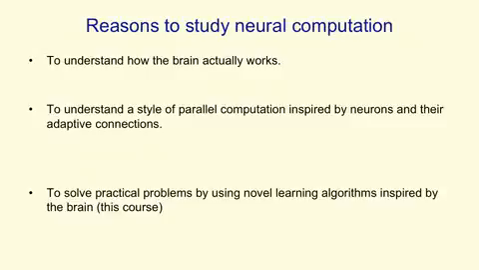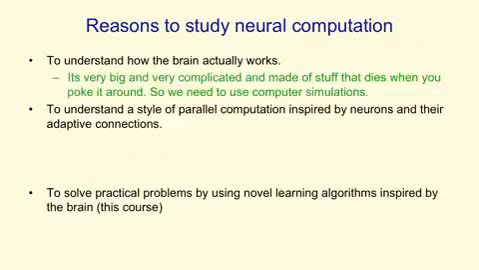The first is to understand how the brain actually works. You might think we could do that just by experiments on the brain, but it's very big and complicated, and it dies when you poke it around, and so we need to use computer simulations to help us understand what we're discovering in empirical studies.